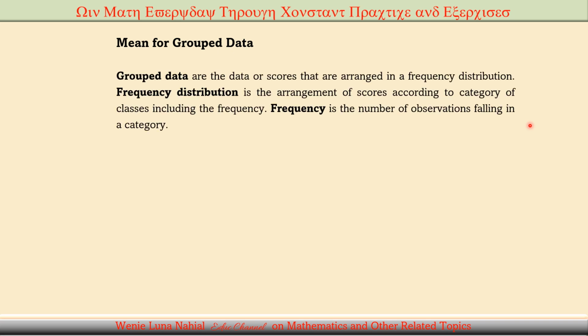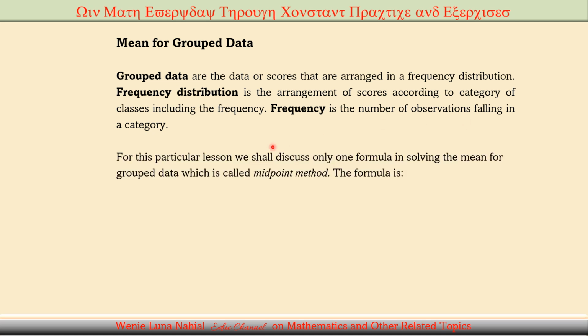Mean for grouped data. Grouped data are the data or scores that are arranged in a frequency distribution. Frequency distribution is the arrangement of scores according to category or classes, including the frequency. Frequency is the number of observations falling in a category. For this particular lesson, we shall discuss only one formula in solving the mean for grouped data, which is called the midpoint method. The formula is this one.